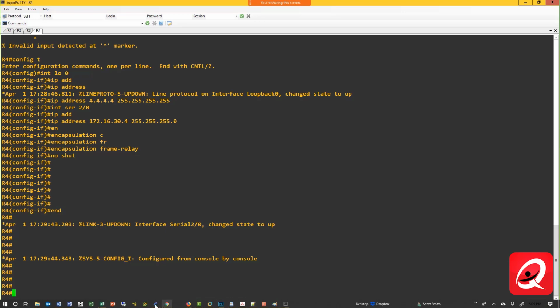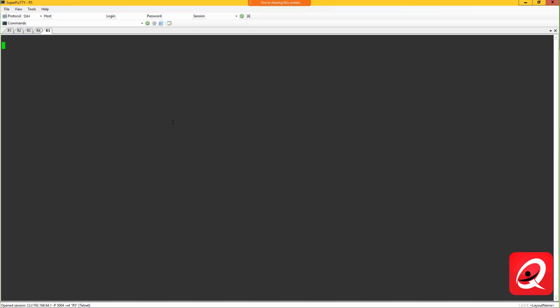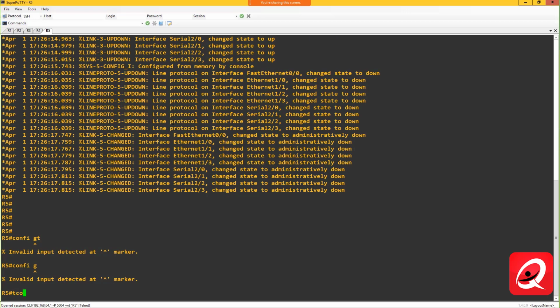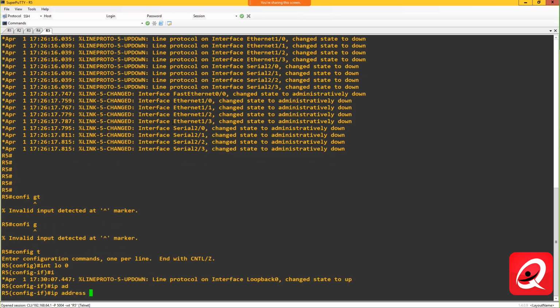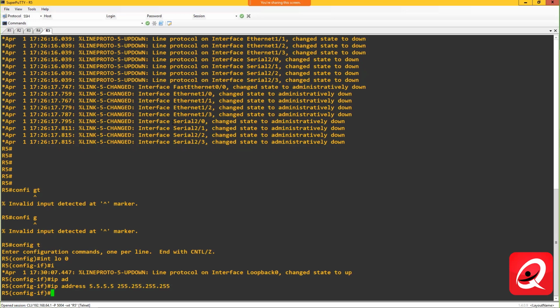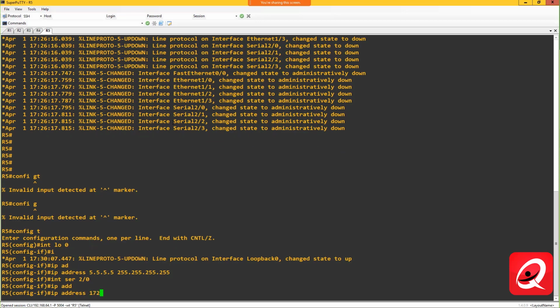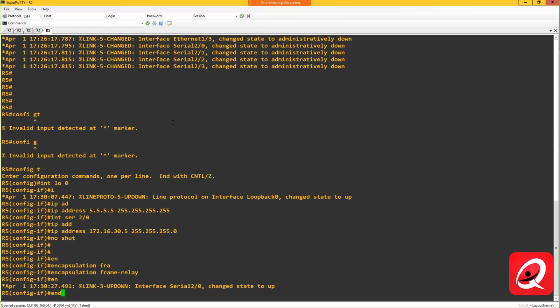Let's go into router 5. All right, we'll do the same thing, config T. I just cannot type that today. Interface loopback 0, IP address 5.5.5.5, 255.255.255.255. Interface serial 2/0, IP address 172.16.30.5, 255.255.255.0, no shut, encapsulation frame relay.